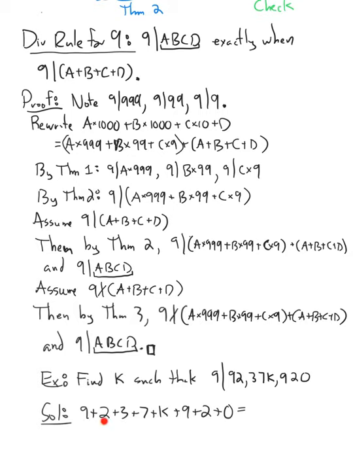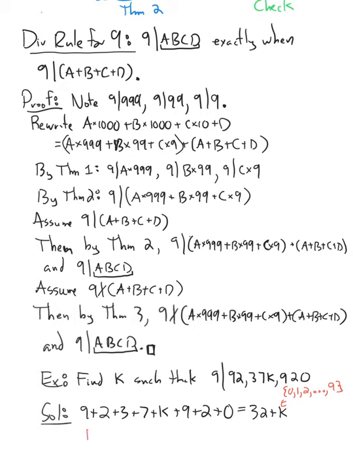So we get 9 plus 2 is 11, 14, 21. We'll deal with the k later. It'll just be plus k. So 21, 30, 32, and 0 is 32 as well. So we get 32 plus k. And remember, k is a digit. So k is going to be a number 0, 1, 2, 3, 4, 5, 6, 7, 8, or 9. And then, with all of these you can check, but the only one that gives you a multiple of 9 is if k is 4.